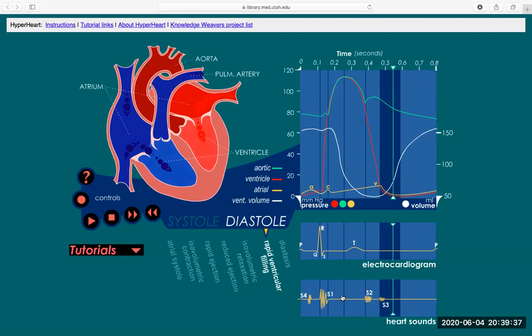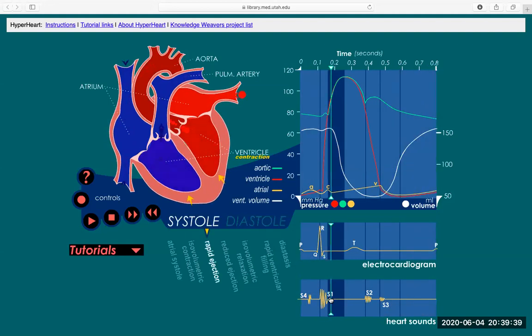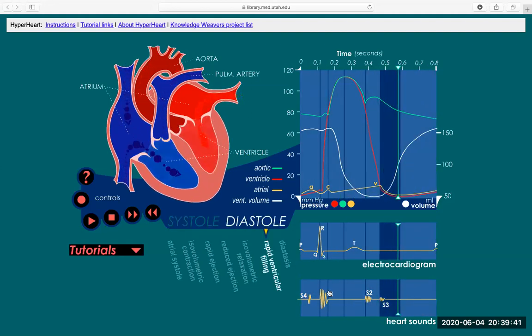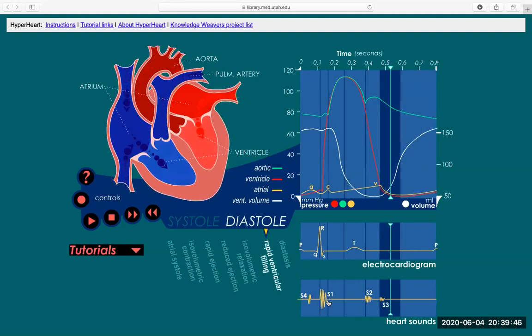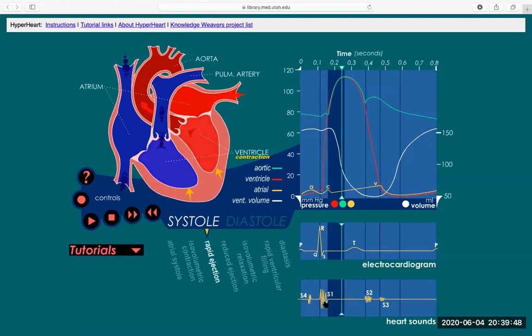And then it's also interesting, fun to see how these heart sounds, specifically S1 and S2, will line up when the valves close. So take a look at your AV valves.